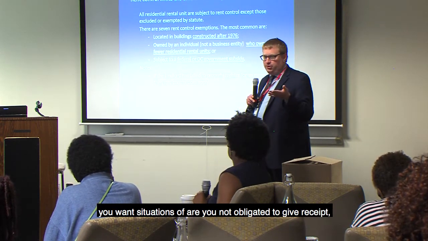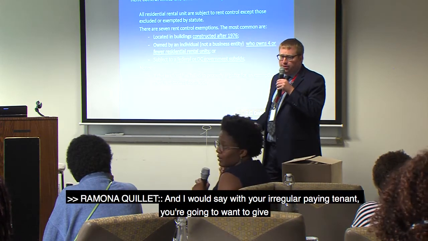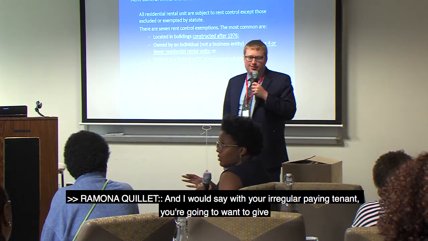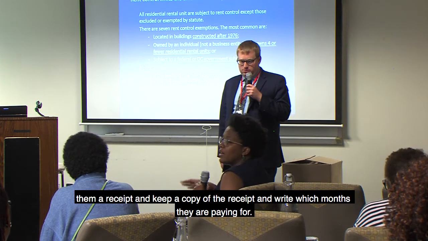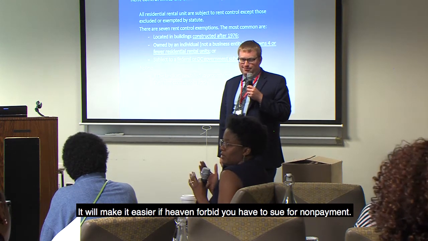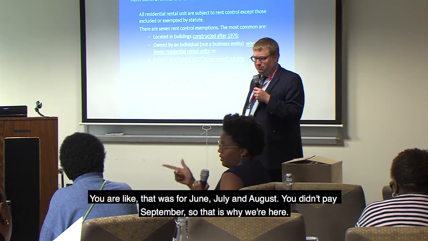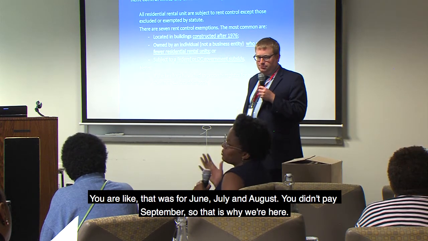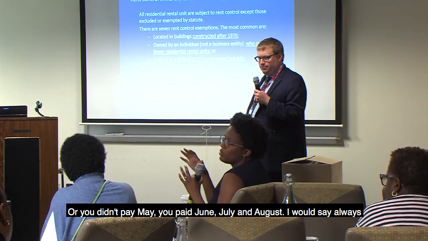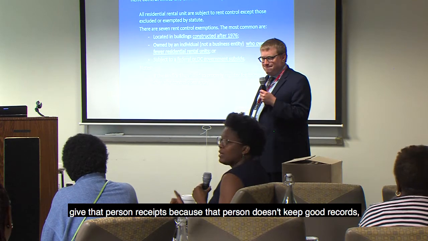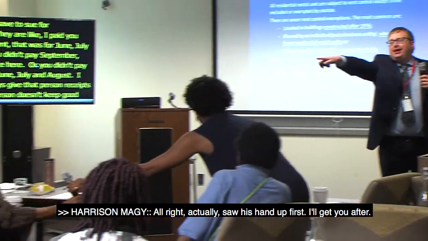If you want to parse the situations of whether you are not obligated to give a receipt, I would talk to a housing provider attorney. And with your irregular paying tenant, you're going to want to give them a receipt, keep a copy, and write which months they are paying for. It'll make it easier if, heaven forbid, down the road you have to sue them for non-payment. They say, yes, I paid you 3 months rent that one time, and you say, that was for June, July, and August. You didn't pay September, and so that's why we're here. Or you didn't pay May, you paid June, July, and August. So always give that person receipts, because that person doesn't keep good records. They won't know.